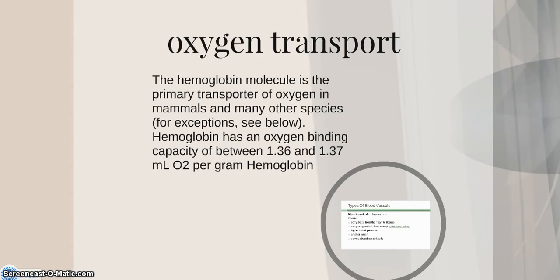Oxygen transport. The hemoglobin molecule is the primary transporter of oxygen in mammals and many other species. For exceptions, see below.